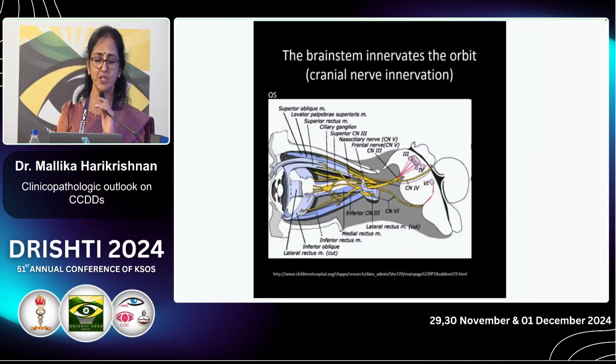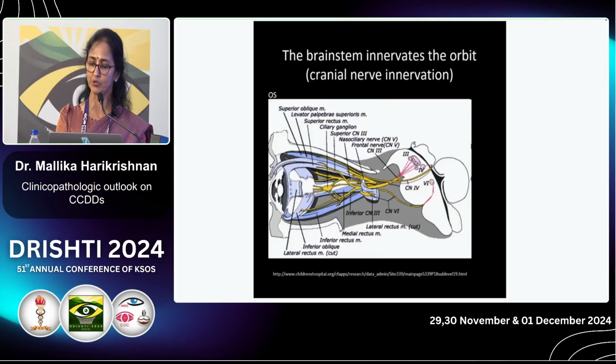The brainstem innervates the orbit. We all know that. The orbit is a very convoluted space. There are a lot of things in a small space. The brainstem has to form, the nuclei have to form, they have to send axons, exit the brainstem, cross the space, then go to the specific target. It's a very complicated process, innervating the orbit. It is amazing that all these things happen so smoothly.